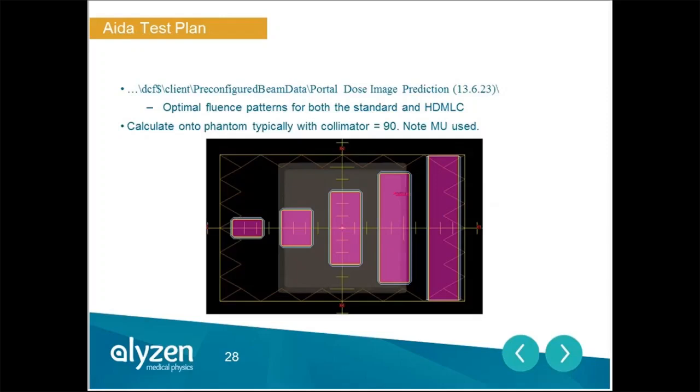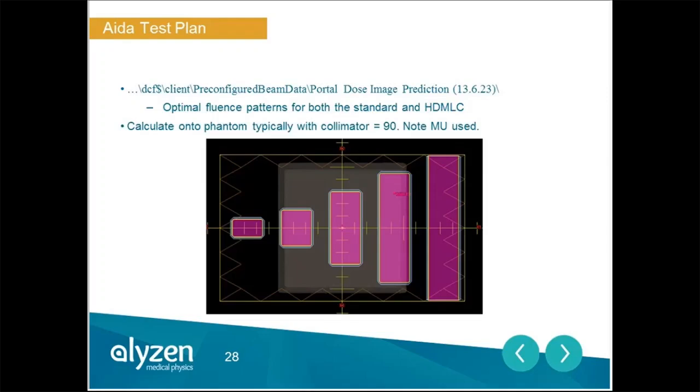The other thing that we need to deliver before we do anything else is the ADA test plan. The best way to do this is you've got to import an optimal fluence onto a field, and those optimal fluences are provided for us. If you look into your DCF, which is where your beam data is stored, there's a pre-configured data folder, and under that there's this portal dosimetry image prediction. In there, the optimal fluence patterns for importing to create this ADA for both the HDMLC and the standard MLC are available.